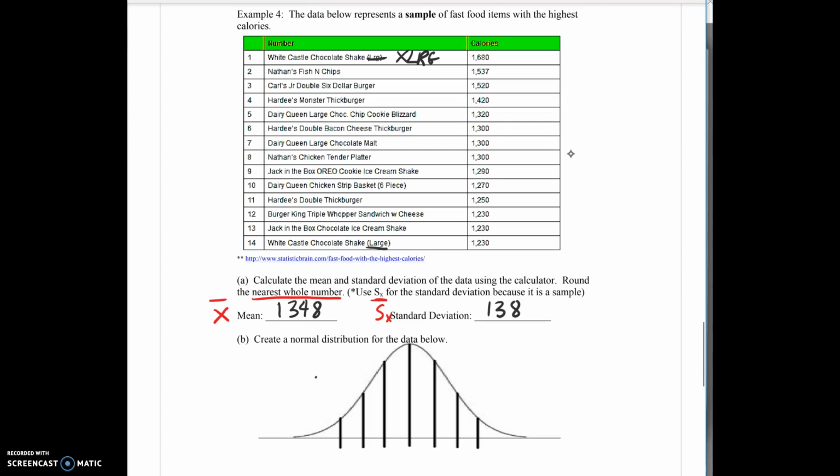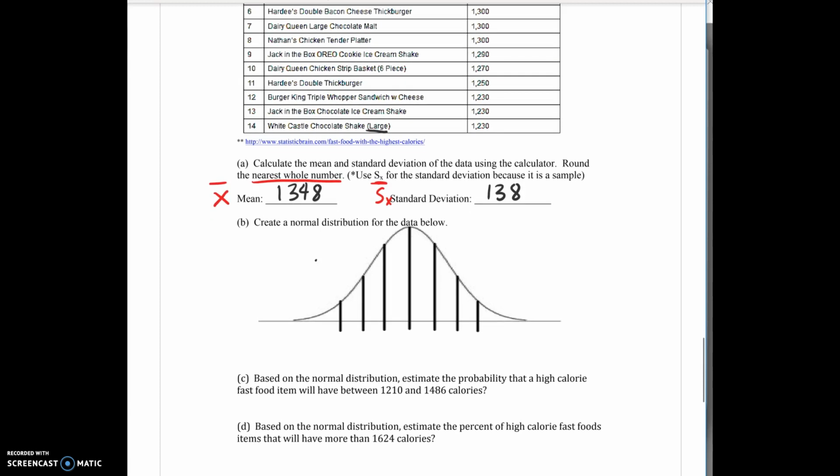And then the rest of it, now that we have those 2 things for the data, we're just going to set up our normal curve. I'm going to write these in sideways. It's just a little easier to fit for me. Remember, adding going to the right, subtracting going to the left, whatever your standard deviation is.